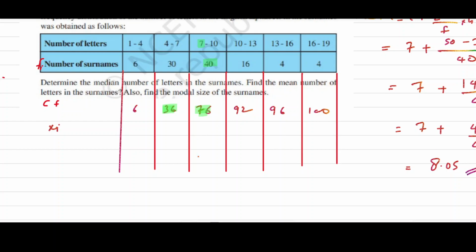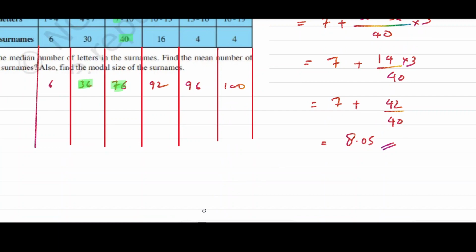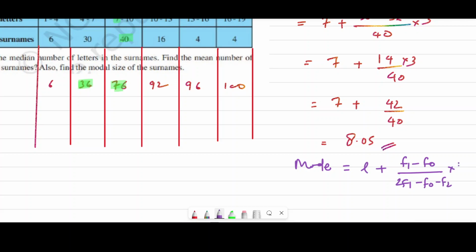Clear? So we will find out the value of mode. Here we will use the mode formula: L plus (F1 minus F0) divided by (2F1 minus F0 minus F2), into H.